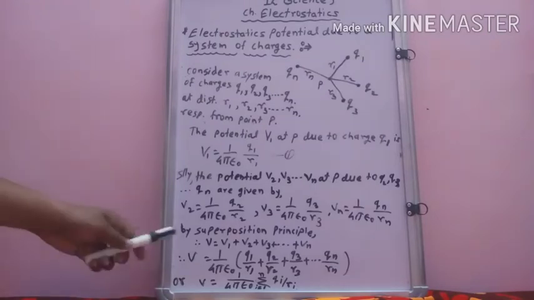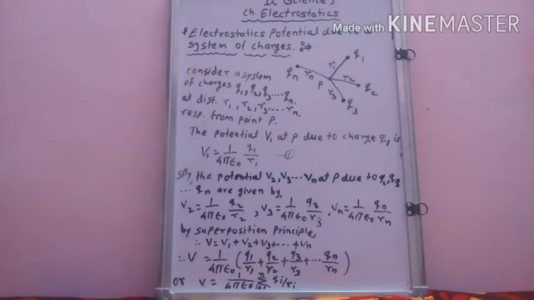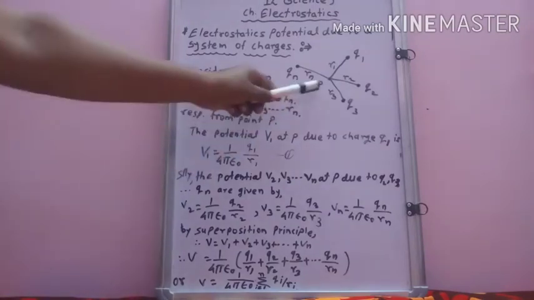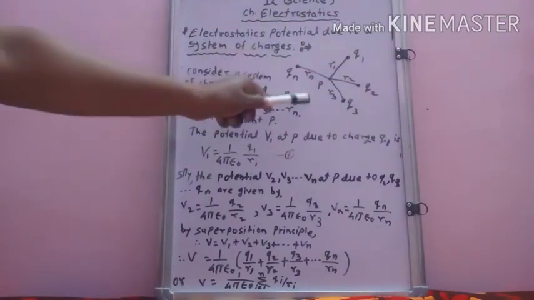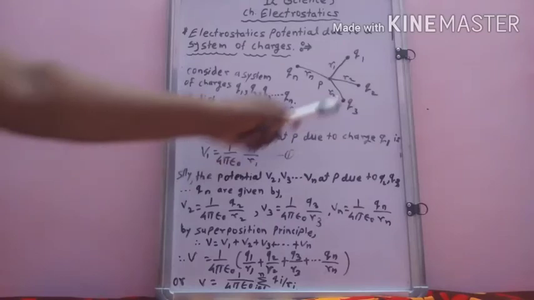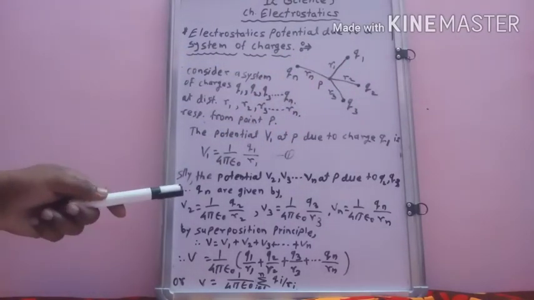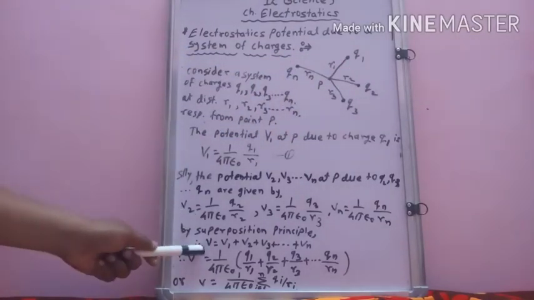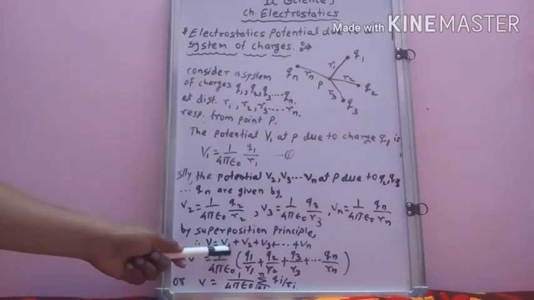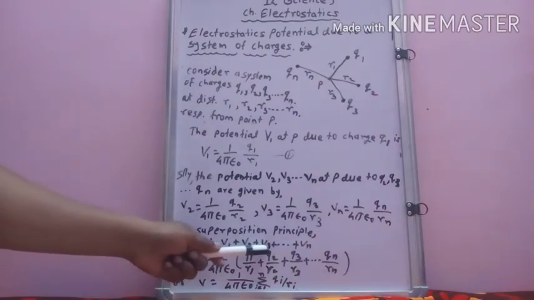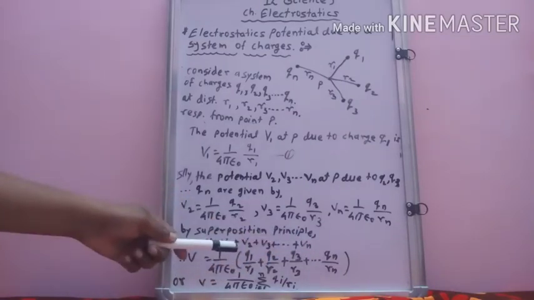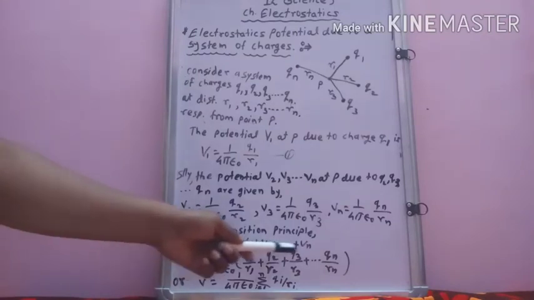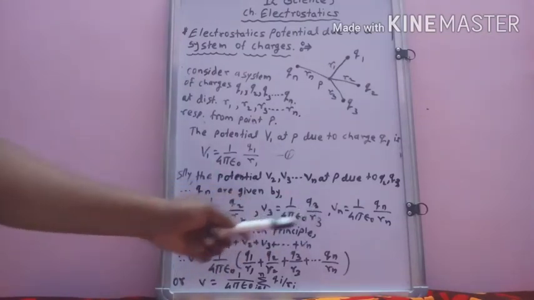Then by the superposition principle, the total potential V at a point P due to a system of charges is the algebraic sum of the potentials due to these individual charges. Therefore we can write V is equal to V1 plus V2 plus V3 and so on plus Vn. We know the values of V1, V2, V3 and Vn. We put these values in this equation.